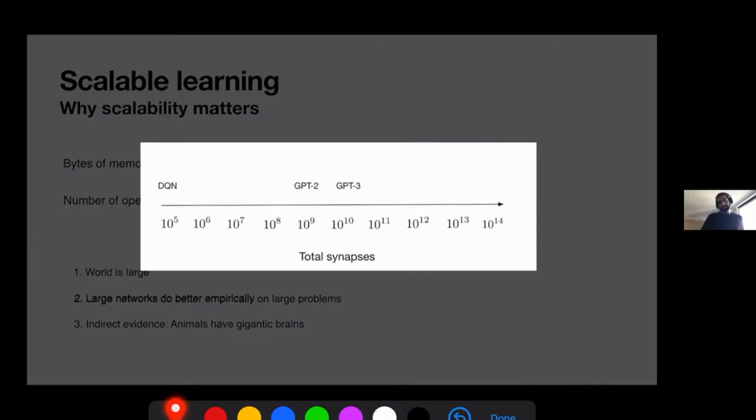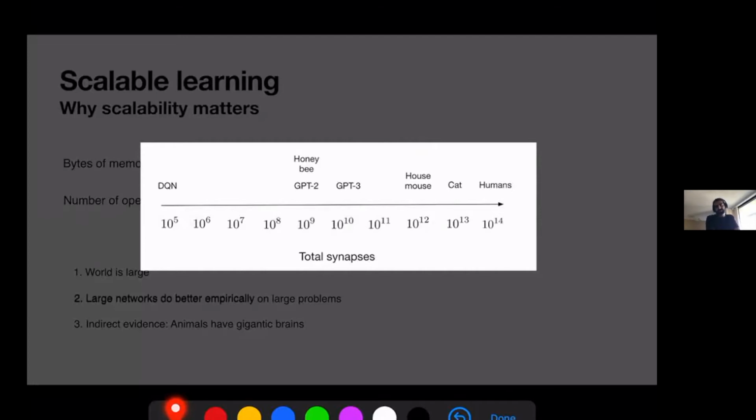So if you plot our existing large-scale algorithms on this line, where the lines correspond to a number of parameters or synapses these systems have, you get something like this. And then if you look at the brains of the animals, you get a very different image. Even very small animals that are not considered very intelligent have very large brains.